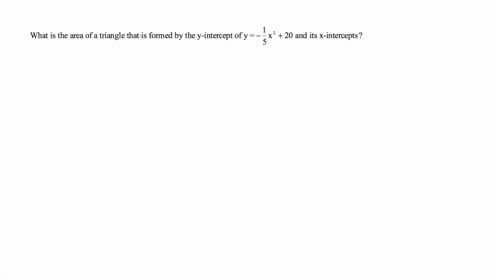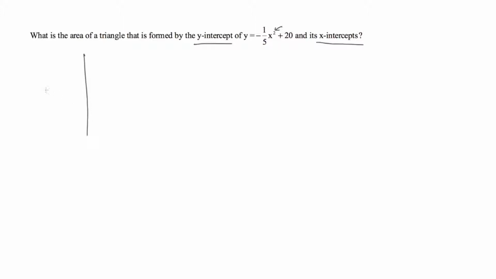What is the area of a triangle that is formed by the y-intercept of y equals negative 1/5 x squared plus 20 and its x-intercepts? So we have to do a few things here. We have to find the y-intercept of this equation as well as its two x-intercepts since it's a quadratic function. It's going to be an upside down parabola.